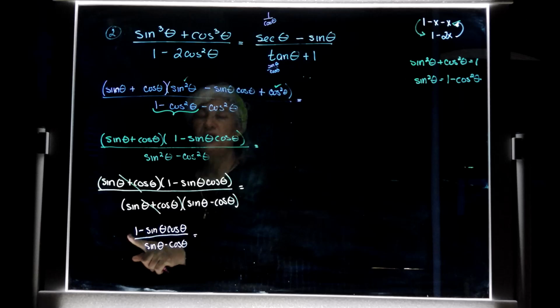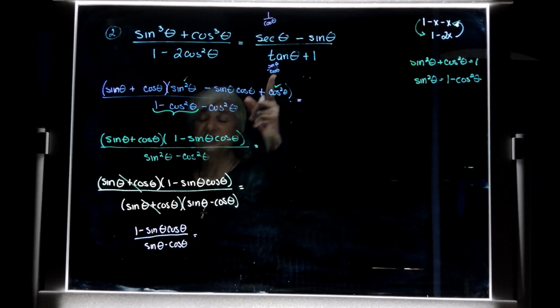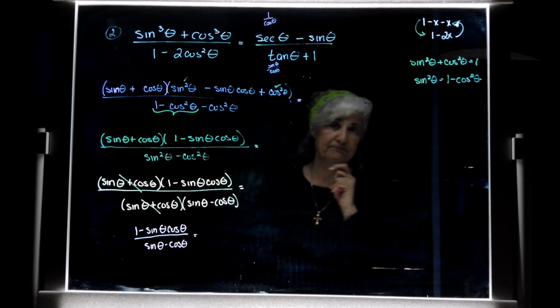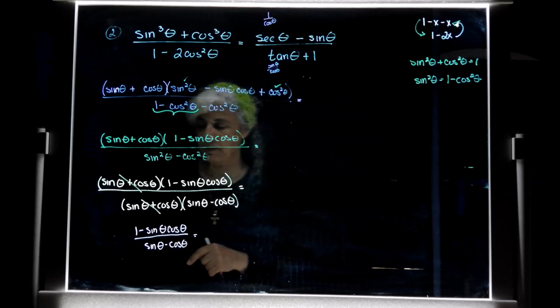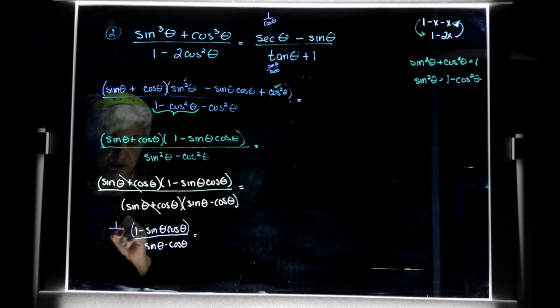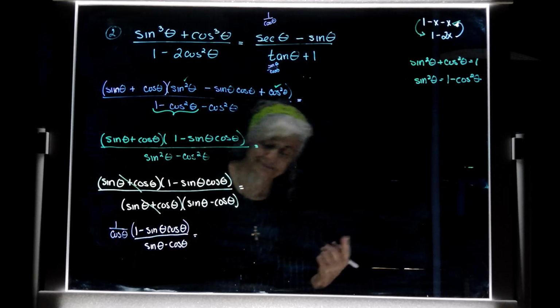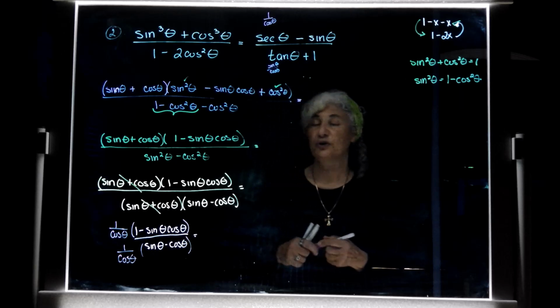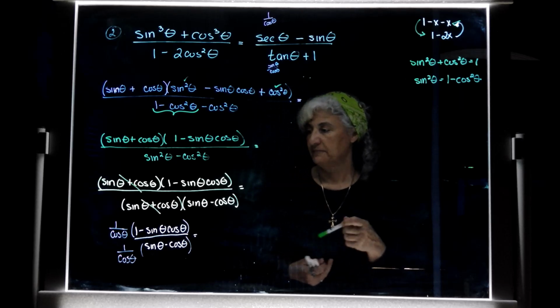Well, I'm noticing there's a 1 here, and if I could put a cosine under it, I'd get secant, right? And I'm noticing there's a sine here, and if I could put a cosine under it, I'd get tangent, wouldn't I? So here's what I tried. I decided to take this numerator and multiply by 1 over cosine of theta. And if I do it to the numerator, there you go, you have to do it to the denominator. Are you with me? Okay.